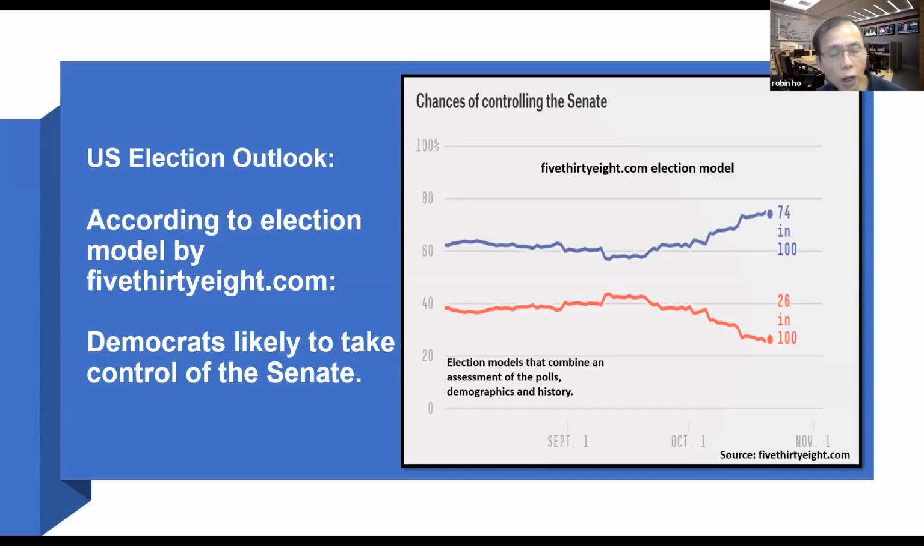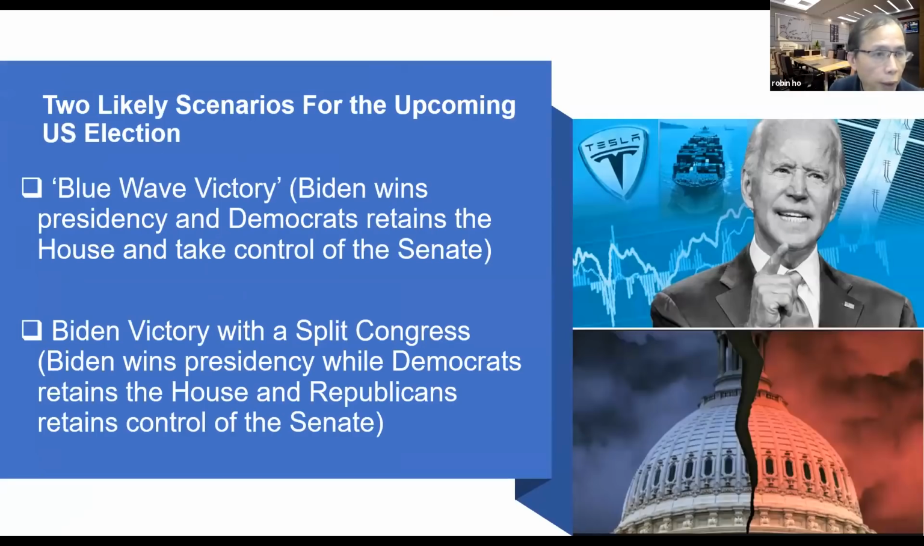So we could get Biden in the office as president, and we have Democrats controlling the Senate and the House. That would be what we'll call a blue wave victory. So two likely scenarios: blue wave victory, where Biden wins the presidency, Democrats retain the House and take control of the Senate. And Biden wins with a split Congress: Biden wins the presidency, Democrats retain the House, and Republicans control the Senate. These are two very likely scenarios, but in both scenarios Biden wins.